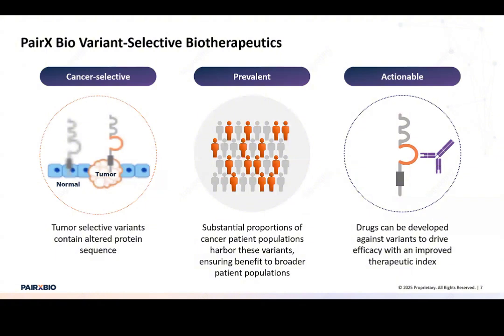So this next slide gives you an overview of the things that we value in the targets that we identified. As I mentioned earlier, the platform looks for cancer-selective variants, and it also looks for variants which are prevalent in the disease indication. I will talk more about this point in a subsequent slide. But another key point of the platform is that it identifies sequences that can be targeted by a biologic, okay?